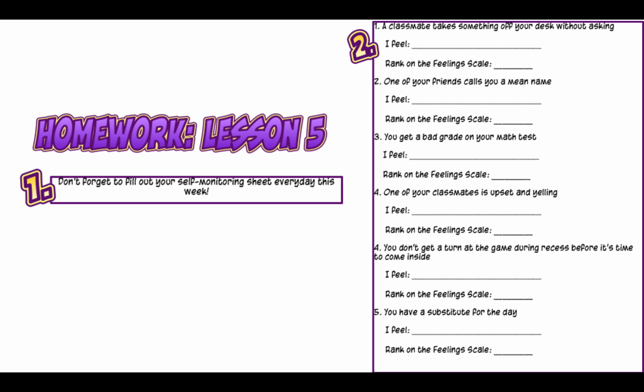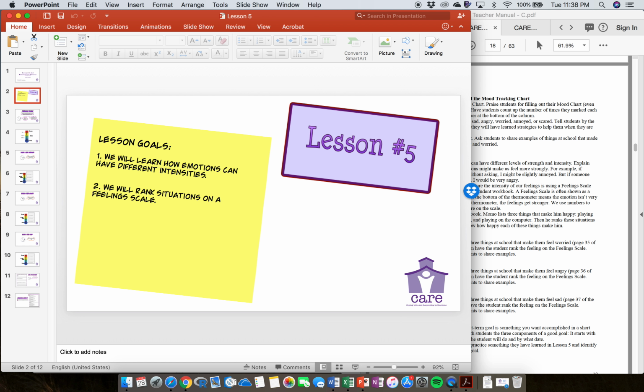And then at the very end here, we've got the homework. So for the Lesson 5 homework, we've got a list of things that may happen at school, and we're going to have students identify what emotion that would make them feel, and then rank that on the feeling scale. And then don't forget to send home that Lesson 5 parent letter so that they have that.